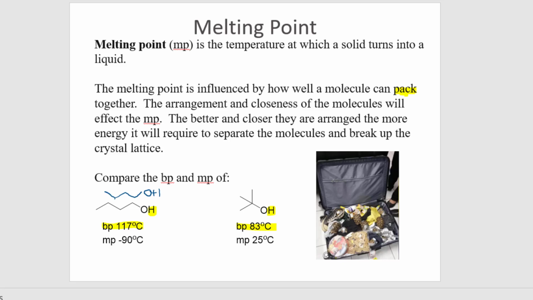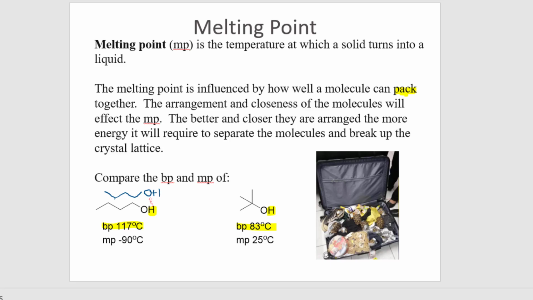Why? Well, because you've got hydrogen bonding, right? The hydrogen of one molecule is attracted to the oxygen of the other molecule of itself, and you have lots of London dispersion forces. So that's holding it tightly together.